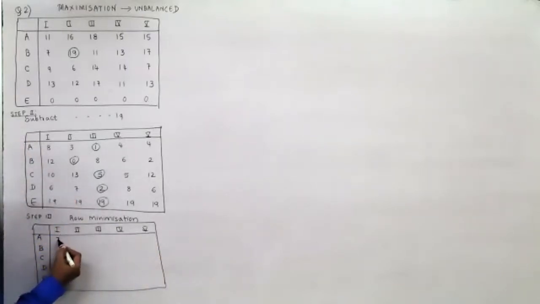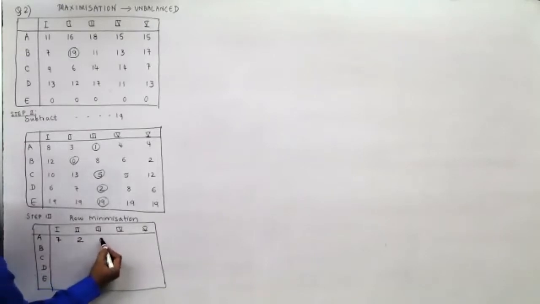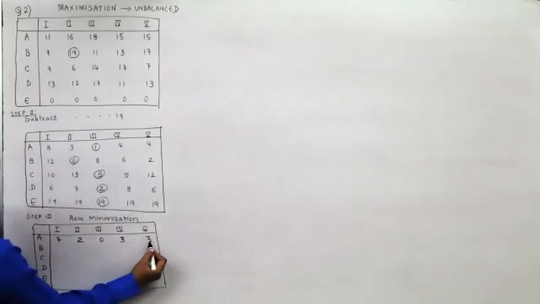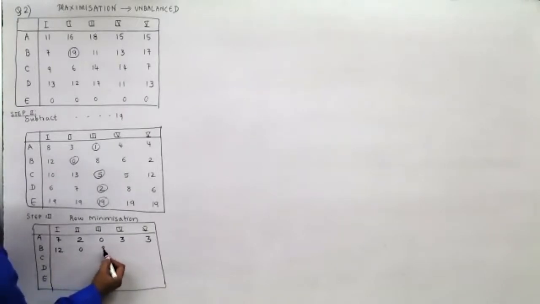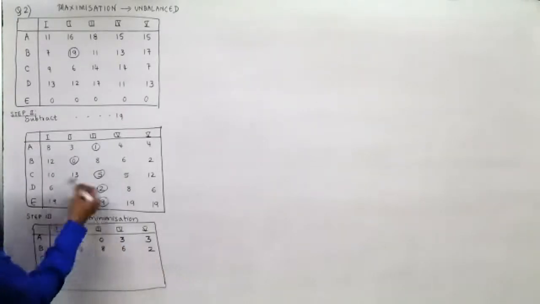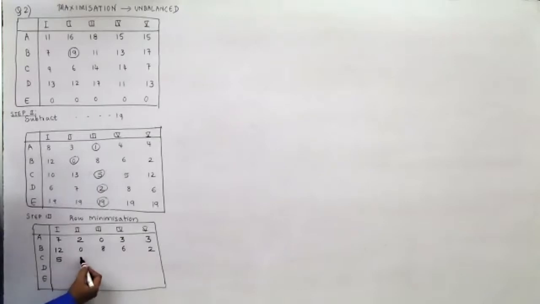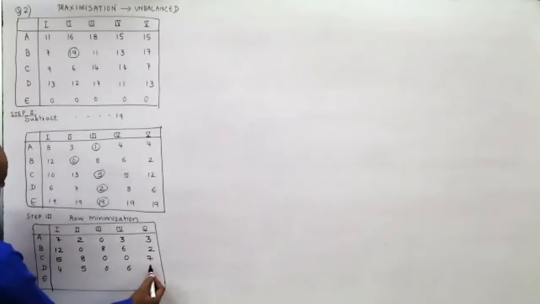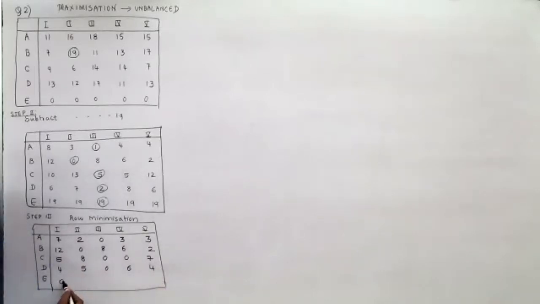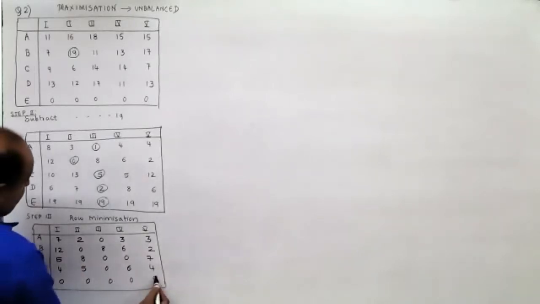8 minus 1 is 7, 3 minus 1 is 2, 1 minus 1 is 0, 4 minus 1 is 3, 3. This is 12, 0, 8, 6, 2. 10 minus 5 is 5, 13 minus 5 is 8, 5 minus 5 is 0, 0 and 7. 6 minus 2 is 4, 7 minus 2 is 5, 2 minus 2 is 0, 8 minus 2 is 6, 6 minus 2 is 4. All this would become 0.